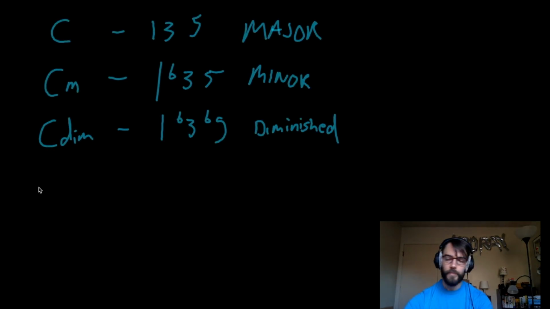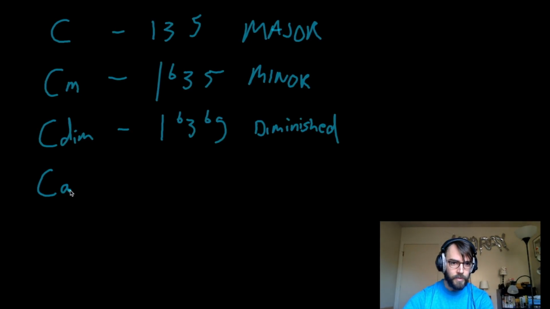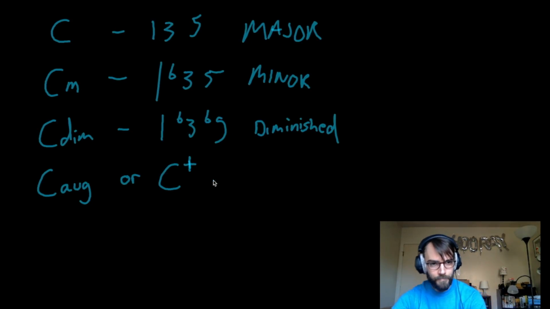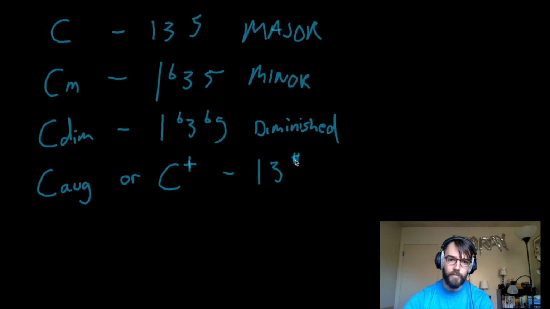All right, so the next one would be the augmented chord. So if we have C, then we just do aug. Or you can also write this with a plus sign. So sometimes you see augmented as C plus, like that. And again, what that is is a major chord with a sharp 5. And the name augmented is kind of written already there for you.